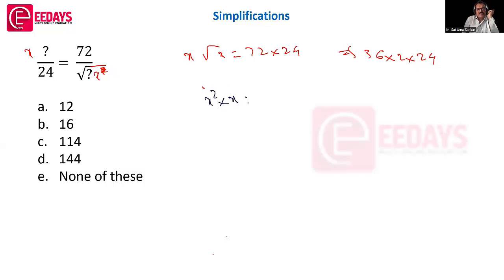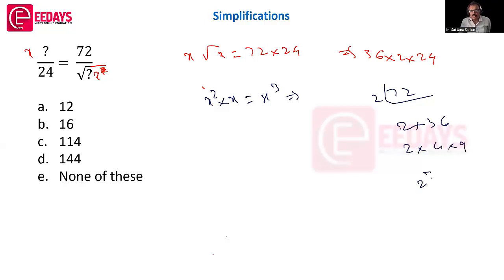X square into x, that is equal to x cube. Okay, that implies now we convert this number into product of the prime factors. That is 72. That is equal to 2 into 36. 2 into 4 into 9. 2 cube into 3 square. And what is the 24? That is equal to 2 cube into 3.